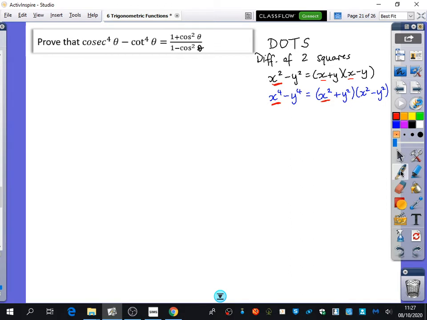Okay, so we're going to look at this thing that I've got on the left-hand side here and just see what happens. So I have cosec to the power of 4 theta minus cot to the power of 4 theta, and we're going to do a difference of 2 squares on this. So the brackets should be cosec squared theta plus cot squared theta, and cosec squared theta minus cot squared theta. Just get that first bit written down for me. If you've written it down already, think about why that's going to be important.